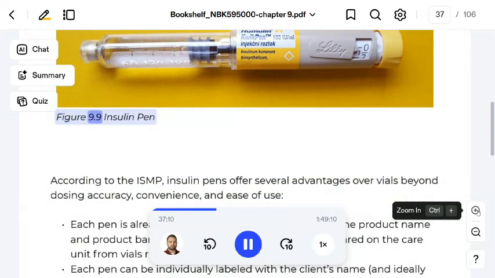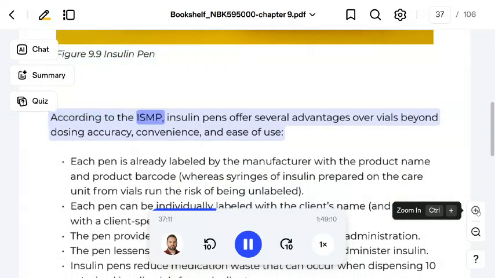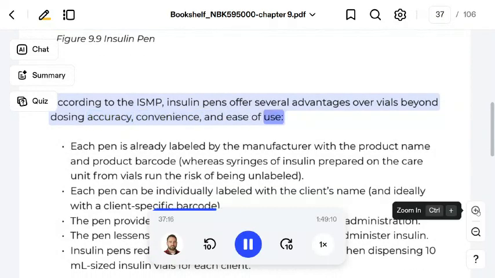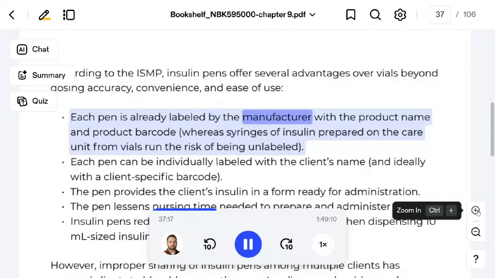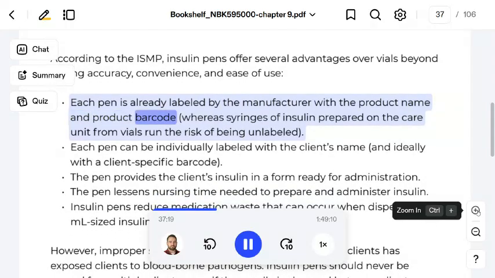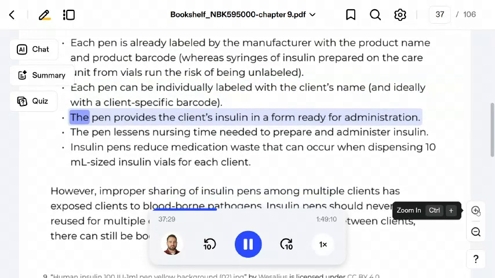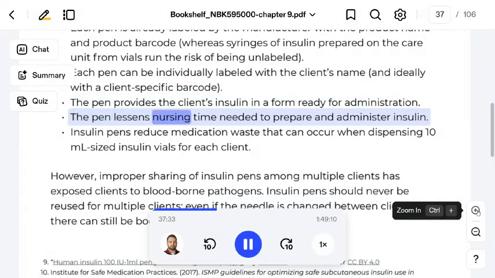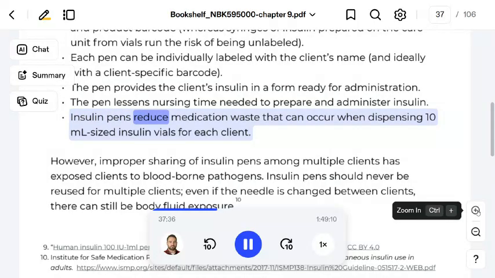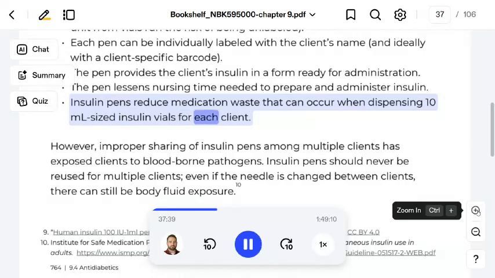Figure 9.9, Insulin Pen. According to the ISMP, insulin pens offer several advantages over vials beyond dosing accuracy, convenience, and ease of use. Each pen is already labeled by the manufacturer with the product name and product barcode. Each pen can be individually labeled with the client's name. The pen provides the client's insulin in a form ready for administration. The pen lessens nursing time needed to prepare and administer insulin. Insulin pens reduce medication waste that can occur when dispensing 10 mL-sized insulin vials for each client.